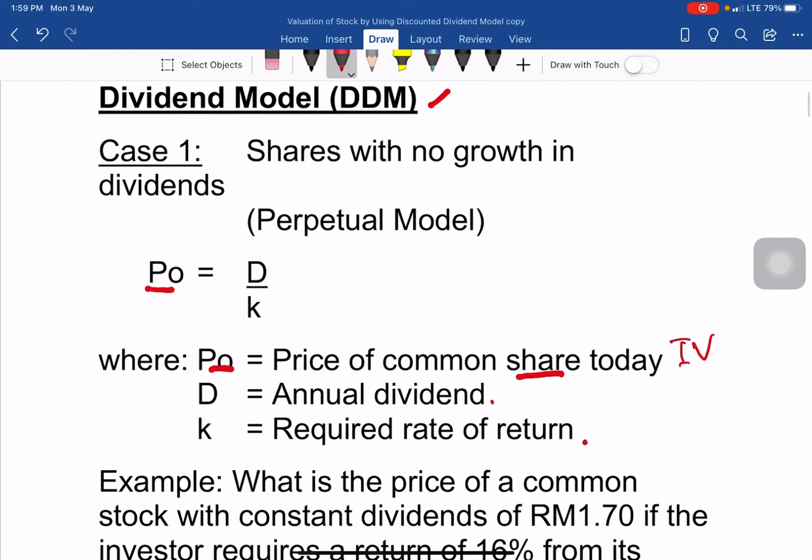To calculate the P0 for the case of shares with no growth in dividends, also known as the perpetual model, the intrinsic value of this stock is equal to D over K. K is the required rate of return here, and D is the annual dividend.